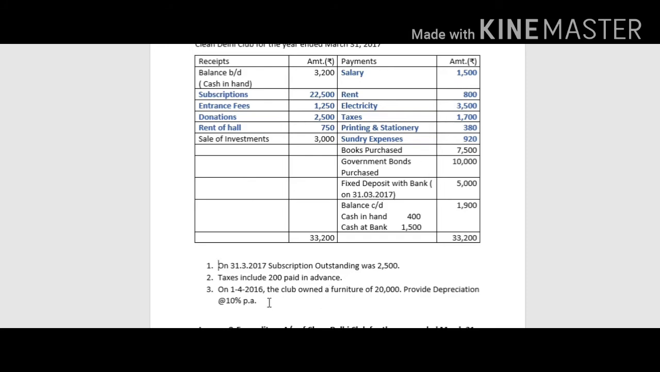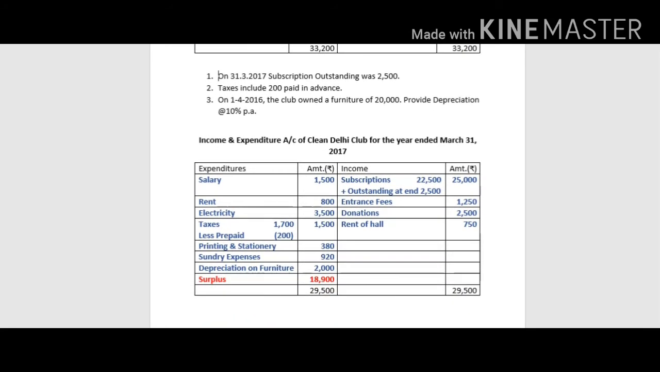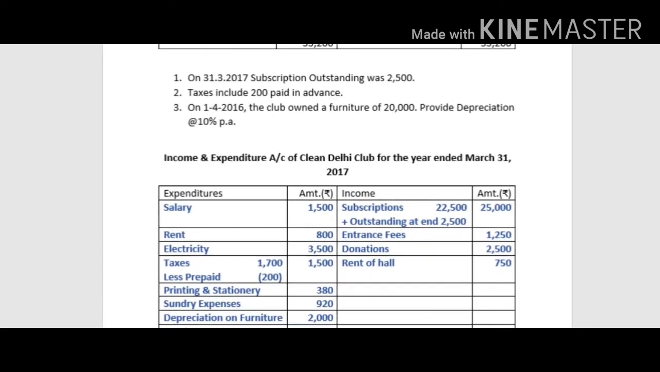On 1st April 2016, the club owned furniture of 20,000 and we have to provide depreciation of 10% per annum. During the year, there is no sale or purchase of furniture. So at the year end, total amount of furniture will be 20,000. We will have to provide depreciation of 10%, that means rupees 2,000, which will be shown on the expenditure side. And here you go with the income and expenditure account. It will appear like this.